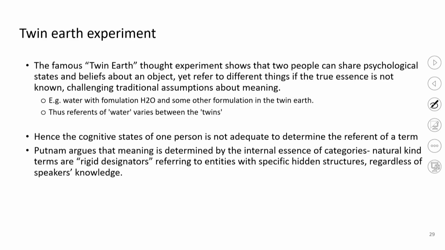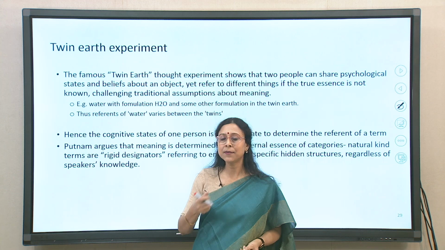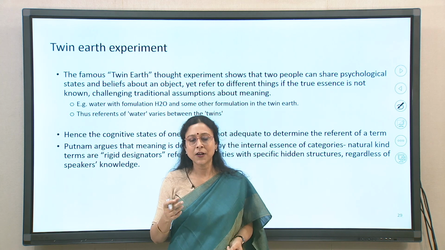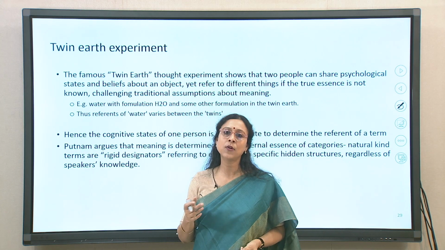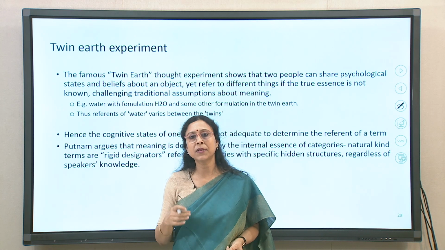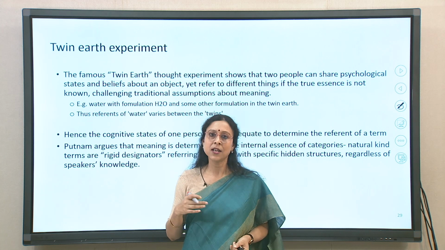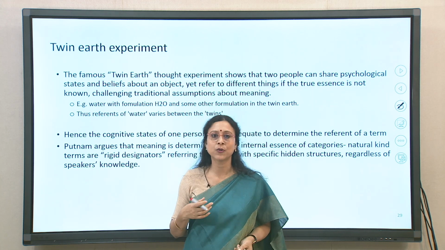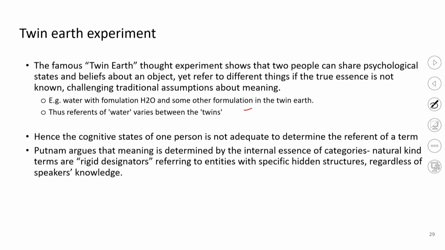Now, we know in our earth water is H2O, but in their planet whatever they refer to as water has a different chemical composition. Now, when they are saying water, do they mean the same thing or do they denote the same thing? On the basis of this he talks about two kinds of situations: meaning is constant but the denotation is different, and the reverse, denotation is constant but meaning is different, and so on. So, this is where the idea is water with formulation H2O and some other formulation in the twin earth. Thus, referent of water varies between the twins.